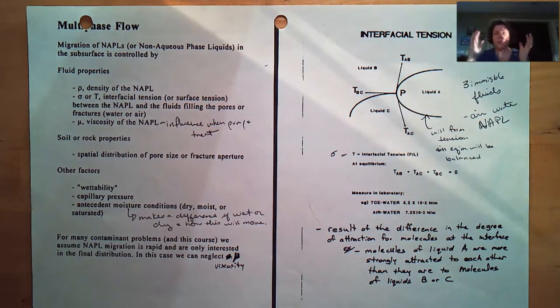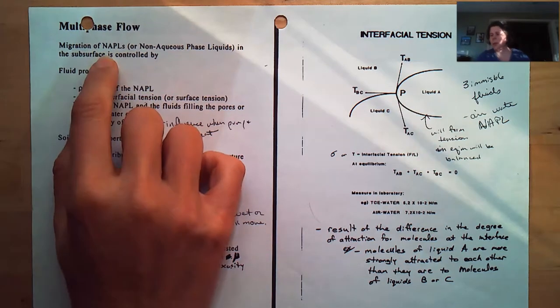NAPL and you have water and you have the pure phase. So we call it pure phase when you have the actual product itself in contact with water. And then we have dissolved phase once it's dissolved into the water, which is what we've been talking about before this point, where we talk about solubility and the KOC and KOW and all those other things. But what happens when you have pure compound, pure phase of the thing?